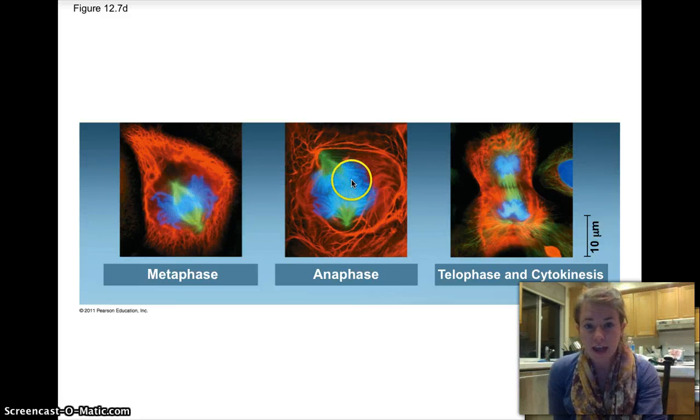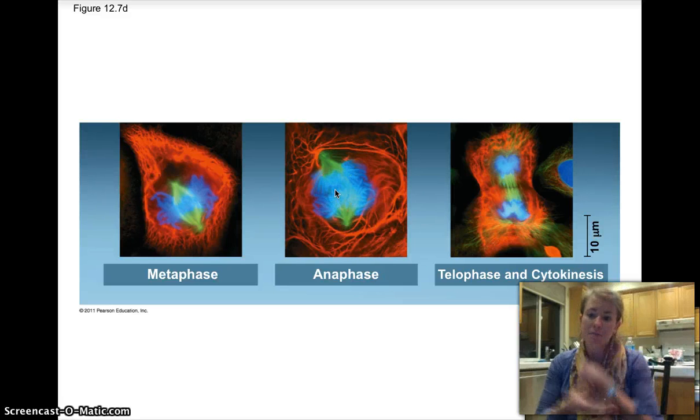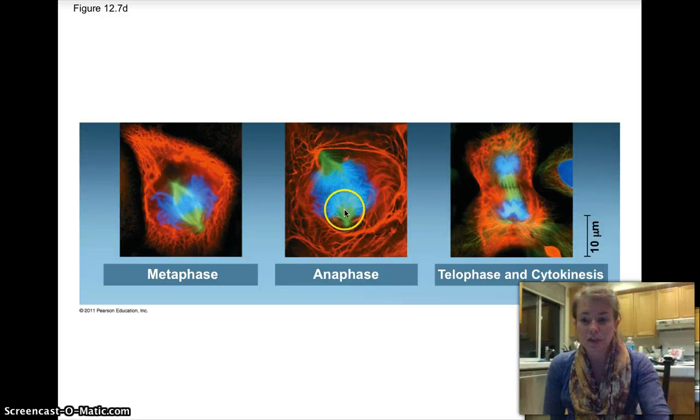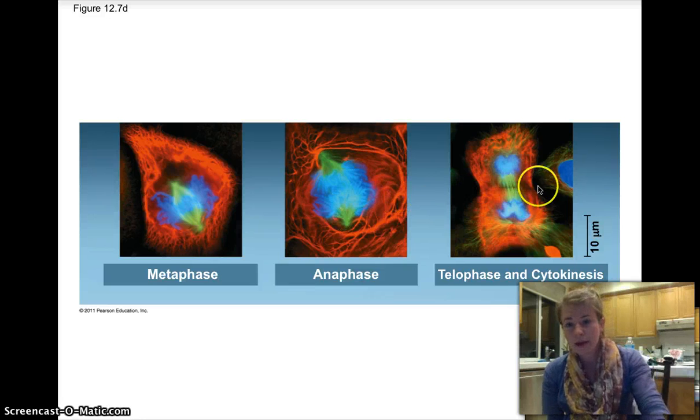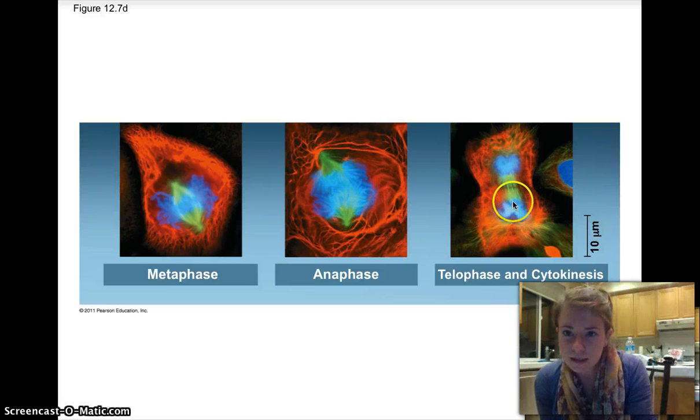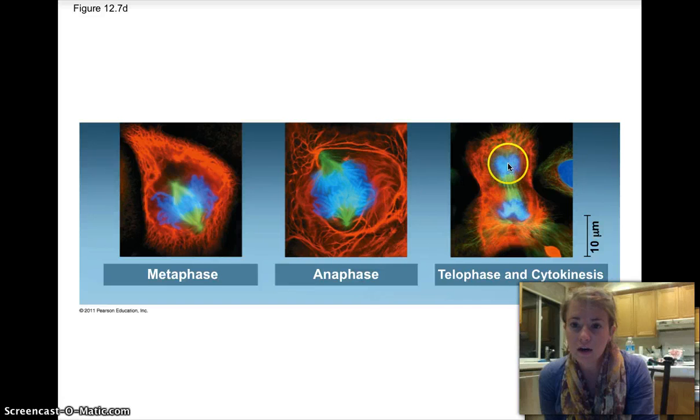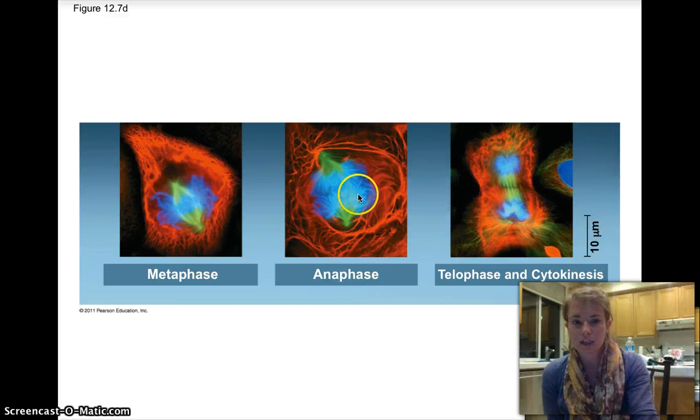Then during anaphase, the centrosomes start to pull apart, start reeling in their mitotic spindle, and they split the sister chromatids at the centromere. Then during telophase and cytokinesis, we can see that we have pulled our DNA all the way to one end of the cell, and it's starting to recondense or uncondense, and the cytoplasm is starting to divide.